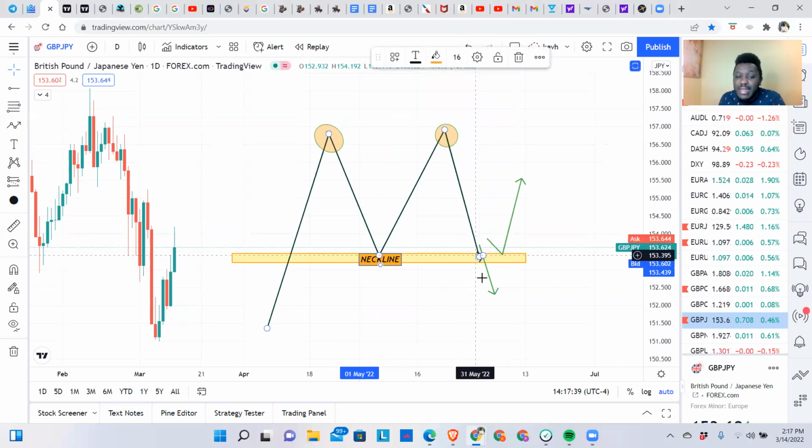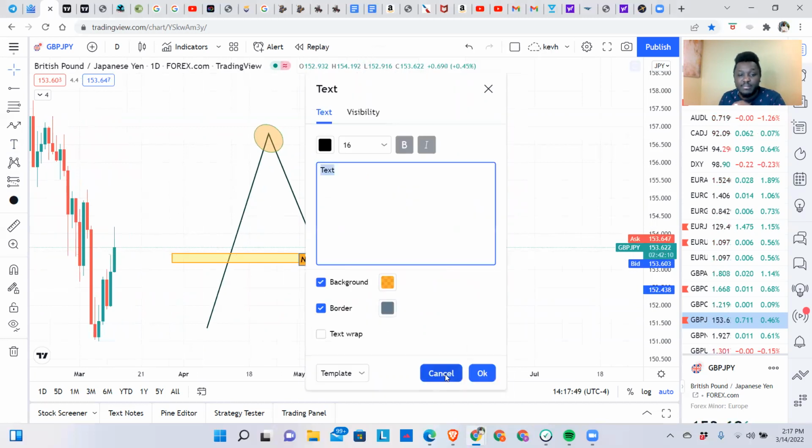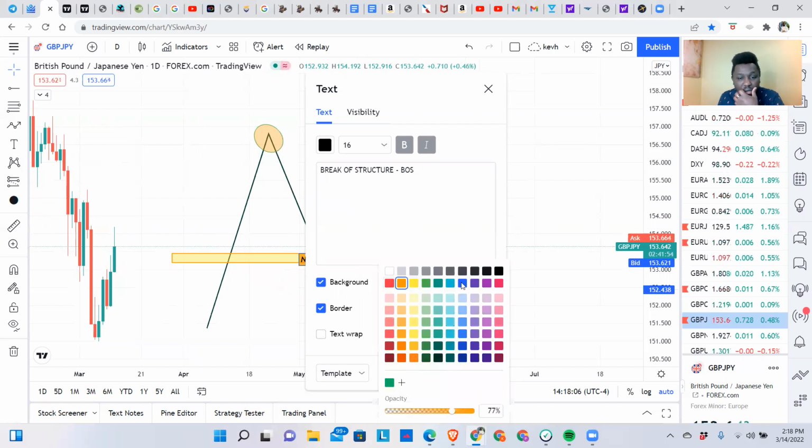So if the market breaks this, goes below the neckline, that is what we now refer to as the break of structure. Or in some cases, you see people abbreviate it as the BOS. Break of structure.